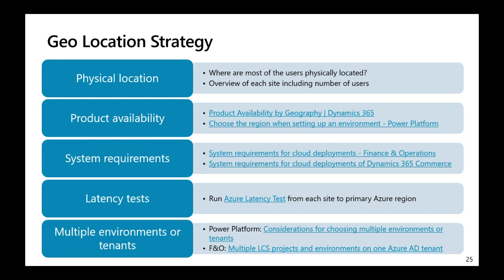There are some interesting links in this slide regarding product availability, system requirements, as well as guidance on how to run the first latency tests. It's important to validate if there is a plan for multiple environments or tenants across geographies or regions. This is not part of the current tech talk, but for more information, you can visit the links mentioned on the slide. And finally, as an overall recommendation, it's important to have a geolocation strategy in place prior to designing the solution. So this discussion should happen at a very early stage of the project.